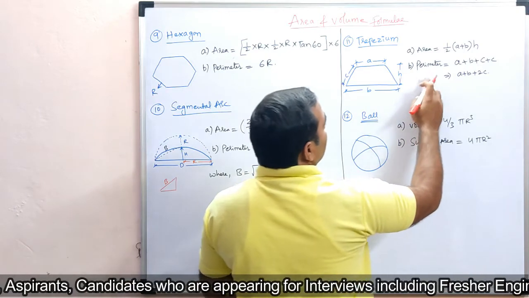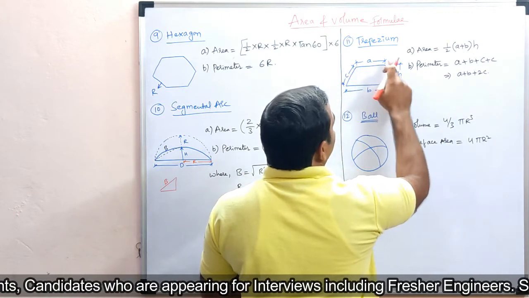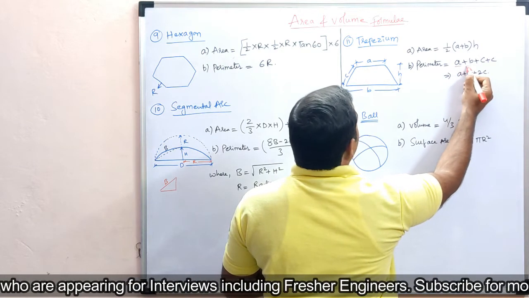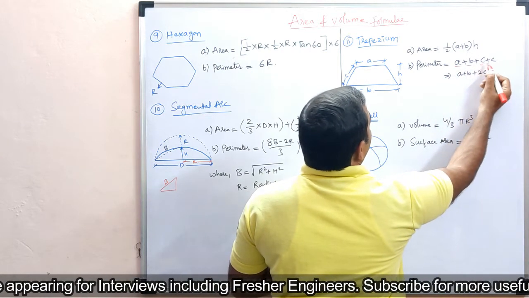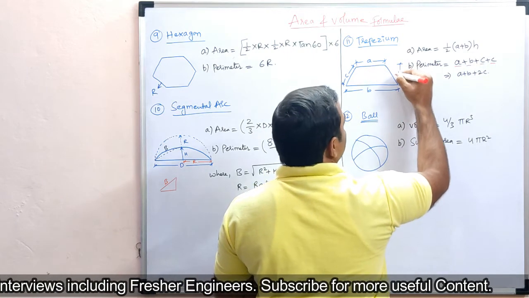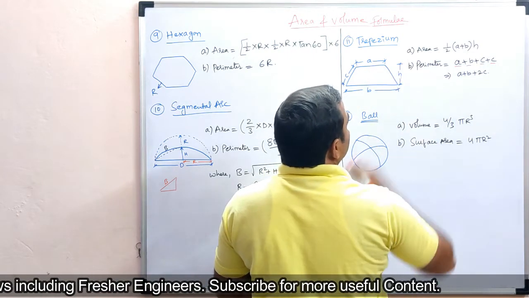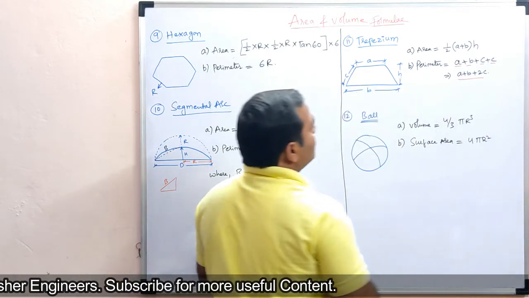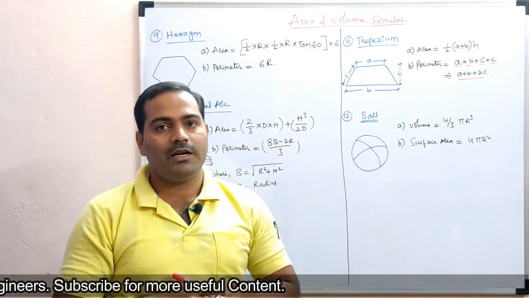Coming to perimeter, perimeter is equal to, we need to add all these values, that is nothing but a plus b plus c plus c. So this is c, and here also we need to take c. So this is the perimeter, that is a plus b plus 2c, that is the perimeter for a trapezium.